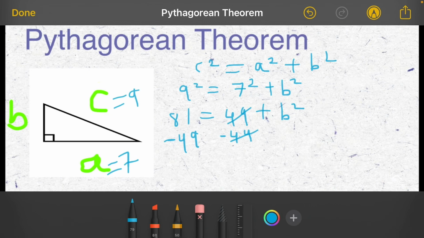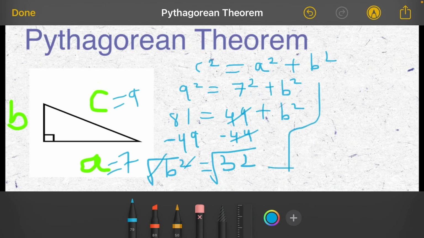plus b squared. We're going to leave it as is. Now we said that we should do the opposite operation, so we're going to move the 49 to the other side. Minus 49, minus 49 here. This one will cancel this one out. 81 minus 49 is 32. So it's going to be b squared equals 32. And we need to take the square root to get rid of the square above the b.